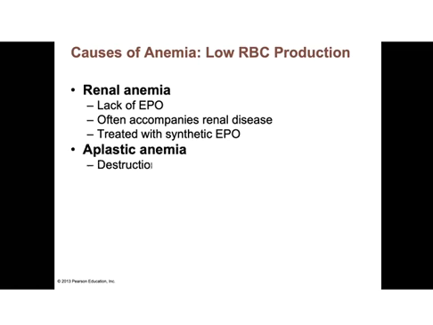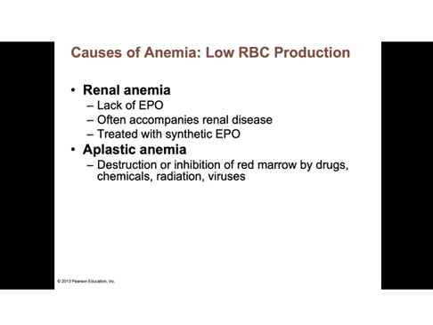Aplastic anemia is the result of destruction or inhibition of red marrow by drugs, chemicals, radiation, or viruses. This is one of the reasons, for instance, that somebody who's under chemotherapy or radiation treatment becomes anemic and gets very sick, because we're attacking, in those cases, cell division, and cell division is a major part of blood production. Often the cause is unknown.